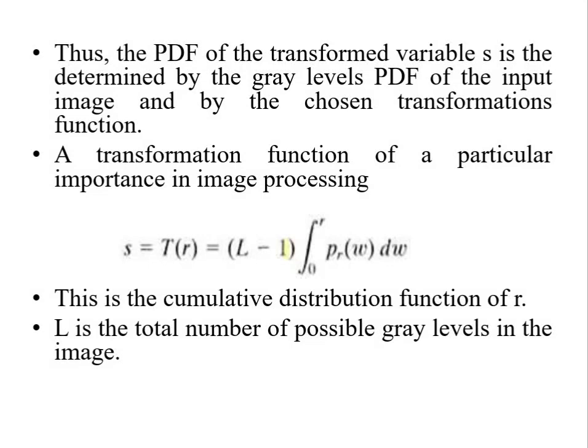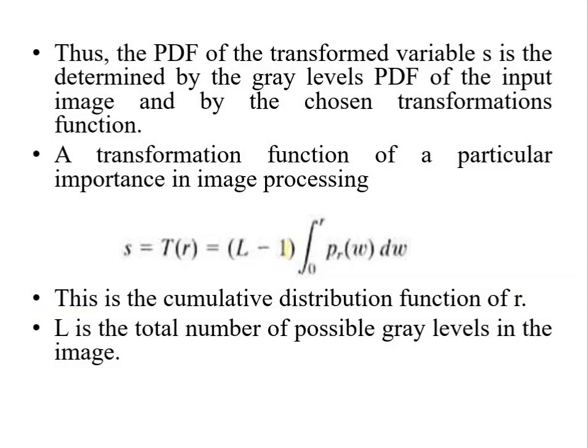A transformation function of particular importance in image processing has the form S is equal to T of R is equal to L minus 1 times the integral from 0 to R of PR of omega d omega. This is the cumulative distribution function of R, where omega is a dummy variable of integration.